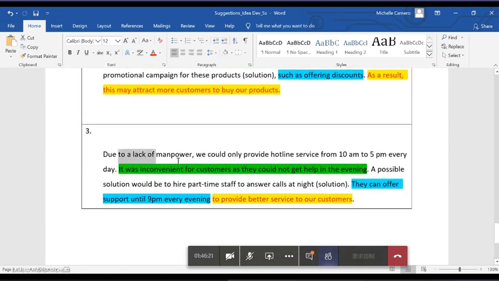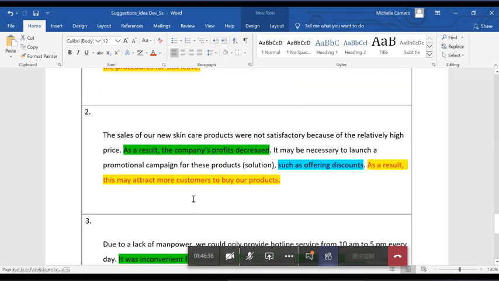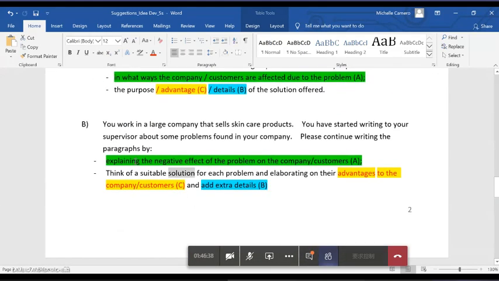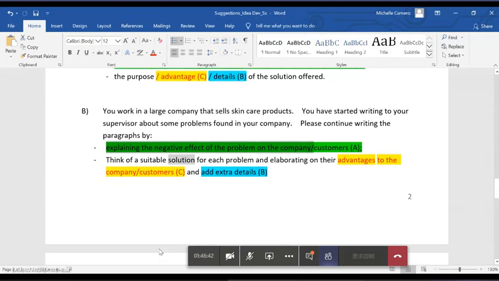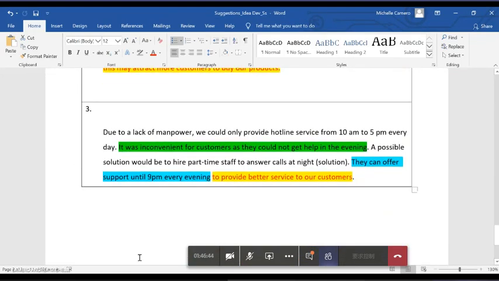Due to a lack of manpower, we could only provide hotline service from 10 a.m. to 5 p.m. every day. So that's the problem and more information about the problem. So then it says, it was inconvenient for customers as they could not get help in the evening. So remember, the green stuff is an example of explaining the negative effect of the problem on the company or the customer, or both. Okay?